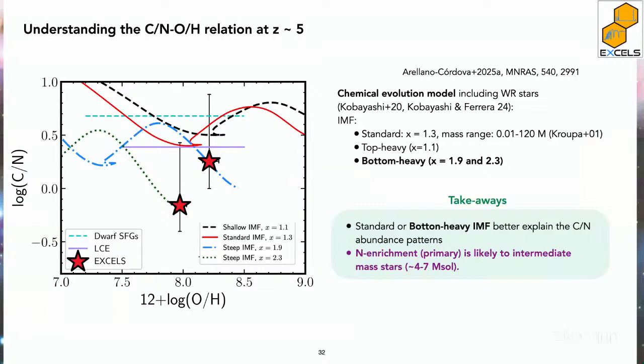So what we did, together with Chiaki, was use some of her prescriptions, and we trace different IMFs: standard, top-heavy, including more massive stars, and bottom-heavy, including more contribution from the intermediate-mass stars. What we can see is that the models can reproduce the observations by using a bottom-heavy IMF. This means that the enrichment for these galaxies is basically from AGB stars, okay?